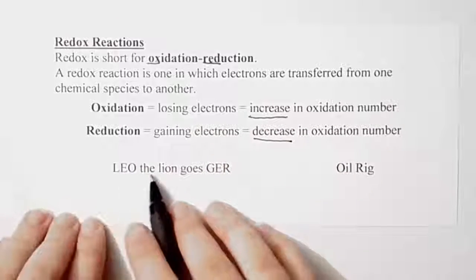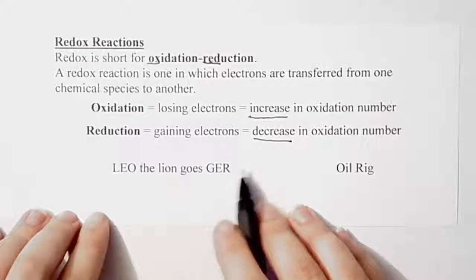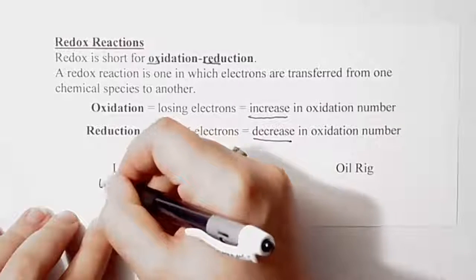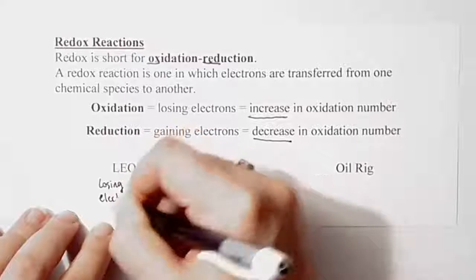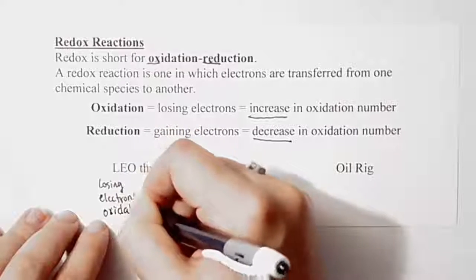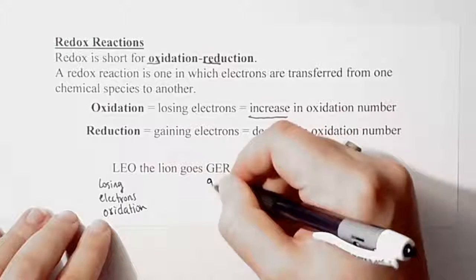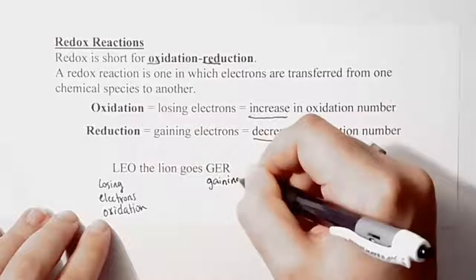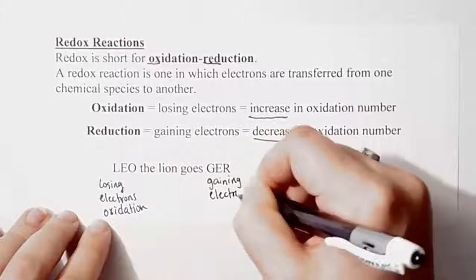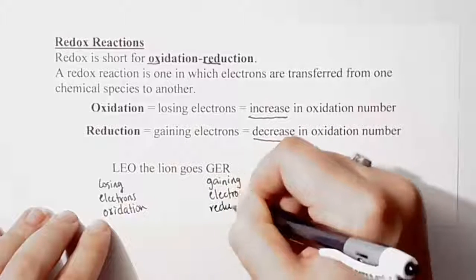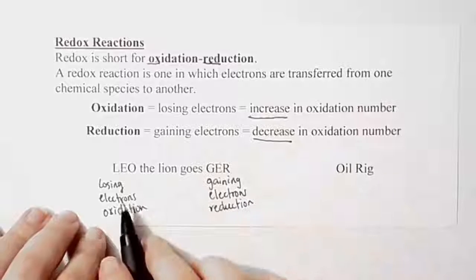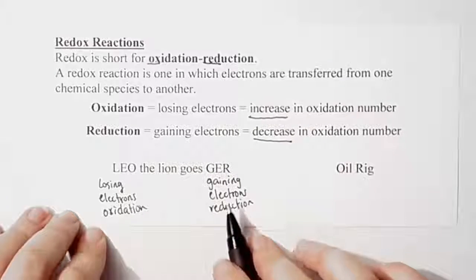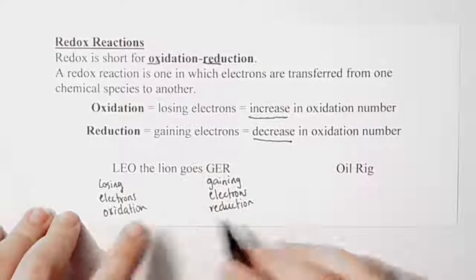But the first one is Leo the lion goes grr. Right? This stands for losing electrons, oxidation. This one is gaining electrons, reduction. So see, Leo the lion goes grr. Lose electron, gaining electron. If you don't like this one, there is another one called oil rig.